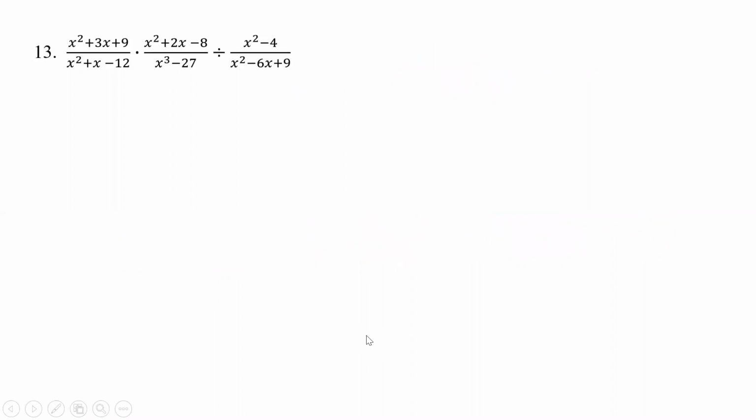All right, now we have three rational expressions, and the last one is a division. So what I'm going to do is I'm just going to go below and then remember to make that a multiply by the reciprocal. Notice here, remember, this is x cubed minus 3 cubed, because 3 times 3 is 9 times 3 is 27. So we have a difference of cubes, so we have to remember how to factor that. This is a difference of squares, so I have to remember how to factor that. Those are special cases. And so let's start.